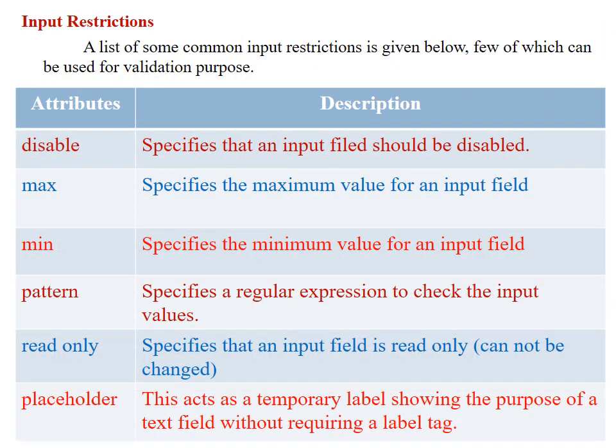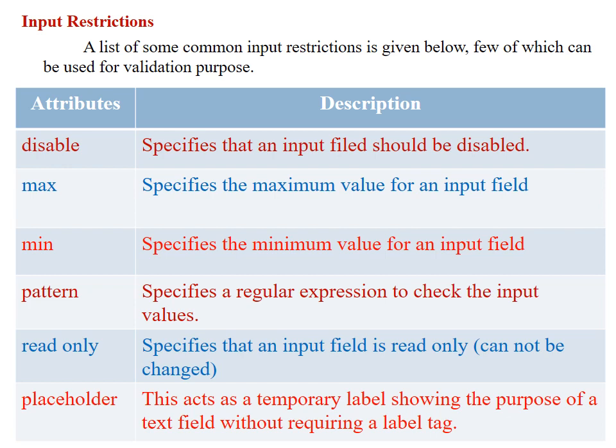Then there are certain attributes which are used along with these controls in input type. See, input restrictions. A list of some common input restrictions is given below, a few of which can be used for validation purposes. First attribute, disabled, specifies that an input field should be disabled. Means the user is not able to enter a value in this field when the disabled attribute is used. Second attribute, max, specifies the maximum value for an input field. Min specifies the minimum value for an input field.